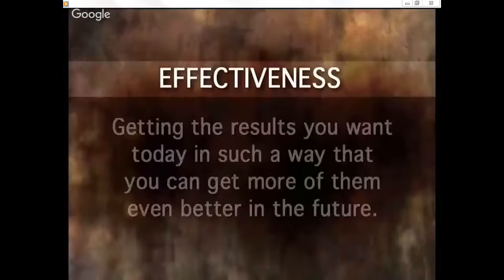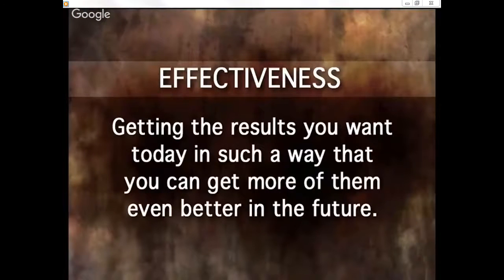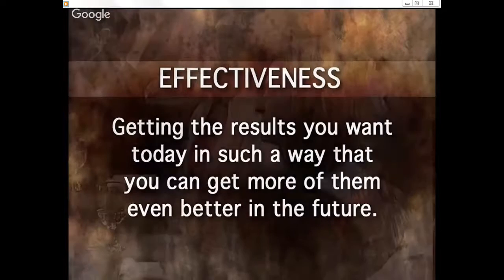The essence of effectiveness is that you want the golden eggs, but you have to have a healthy, strong goose that will keep laying those golden eggs. In other words, you want the results that you want in such a way that you can get more of them, even better in the future. You've got to take care of the goose.